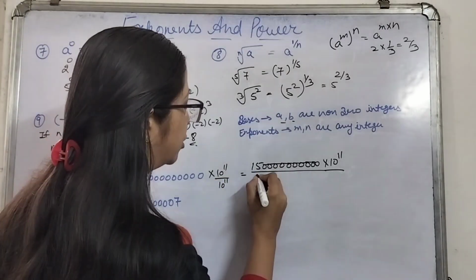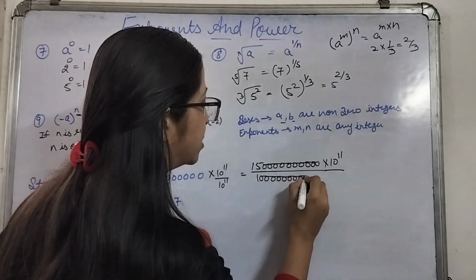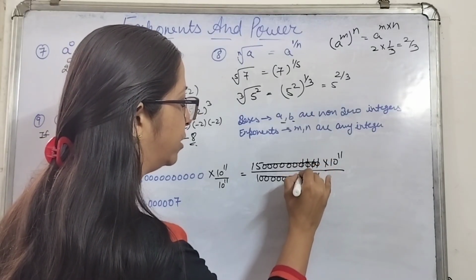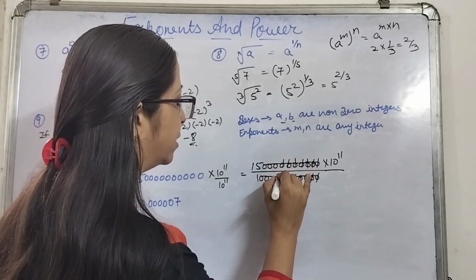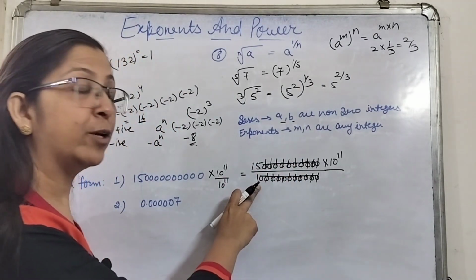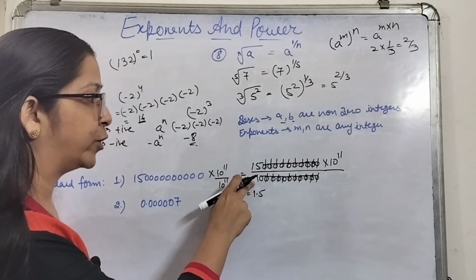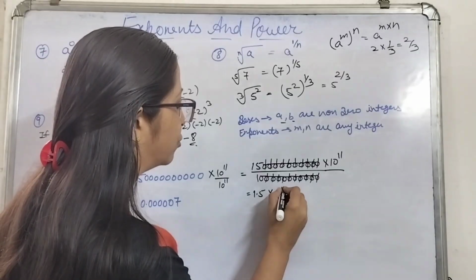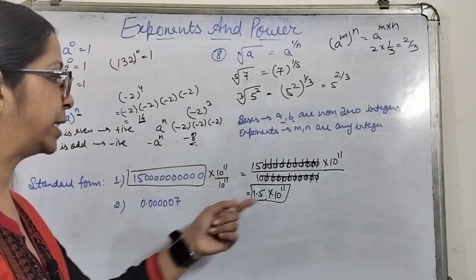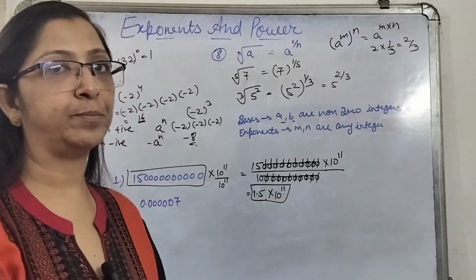So 10 raised to the power 11 could be written as 1 followed by 11 zeros. Now 10 zeros cancelled with 10 zeros. Now 15 divided by 10 will be 1.5. That is what we wanted: after 1 we want the decimal. So this could be written as 1.5 multiplied by 10 raised to the power 11. This is the standard form.